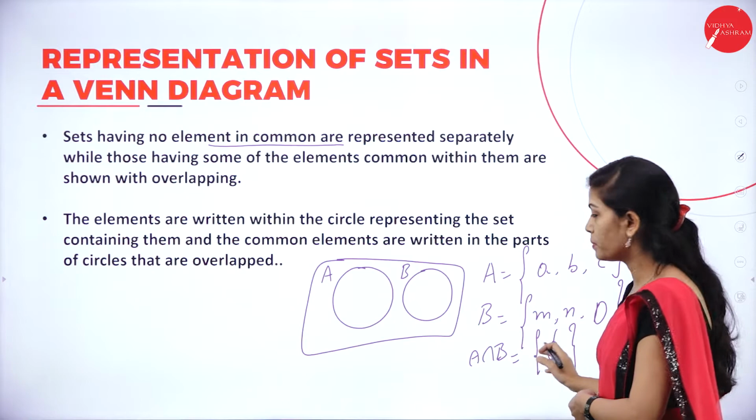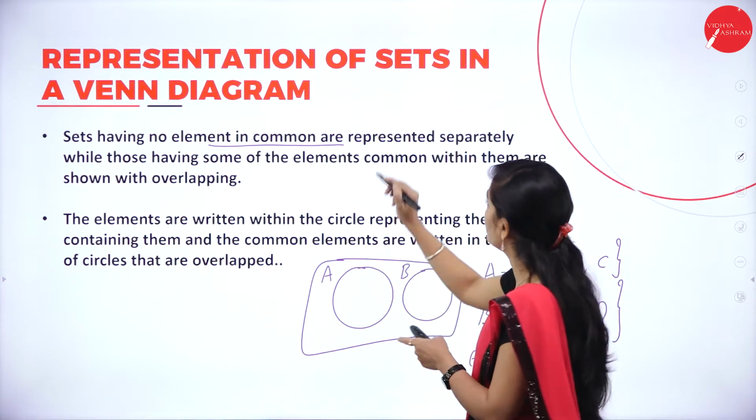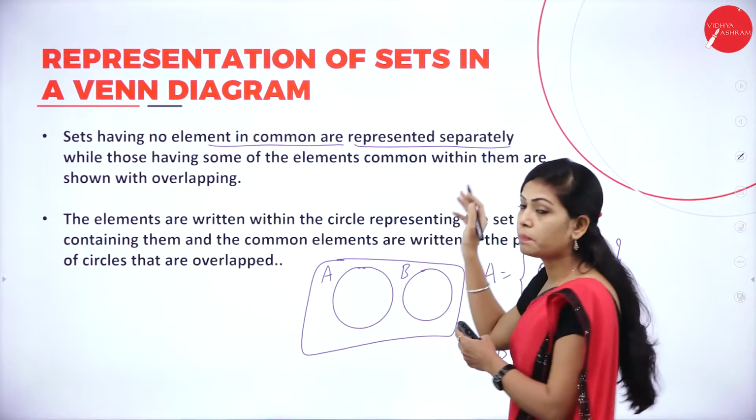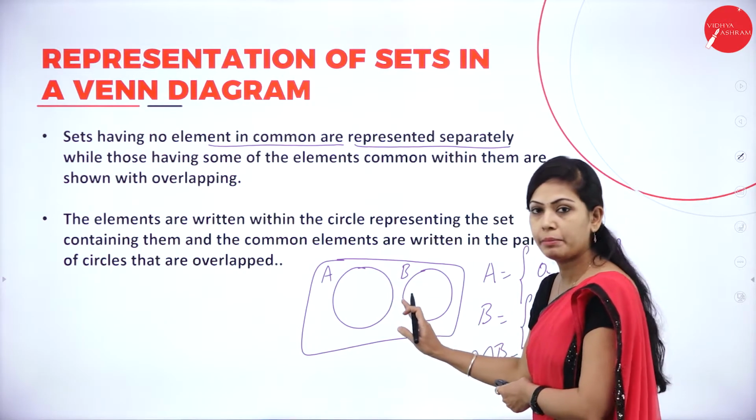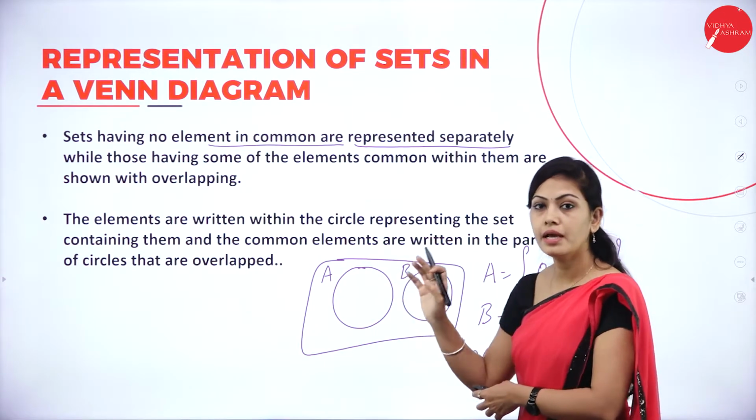So A intersection B is the null set. If sets have no element in common, they are represented separately. There is no common element in both set A and set B, so we can represent them separately.